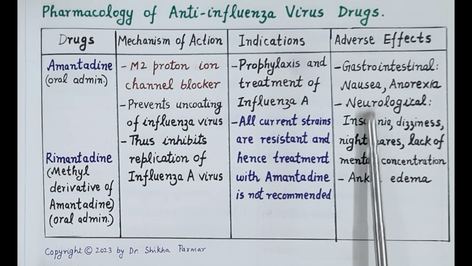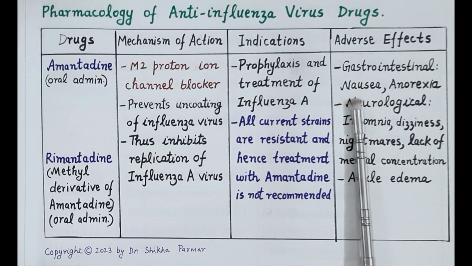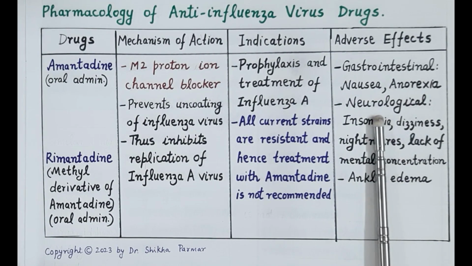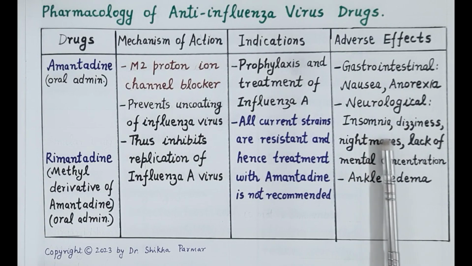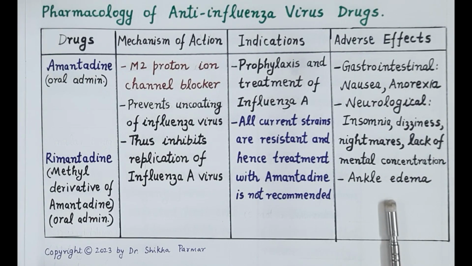Then adverse effects. These drugs can produce gastrointestinal adverse effects like nausea and anorexia. Then amantadine can produce neurological adverse effects like insomnia, dizziness, nightmares, lack of mental concentration, and it can also produce ankle edema. So this is the pharmacology of M2 proton ion channel blockers.